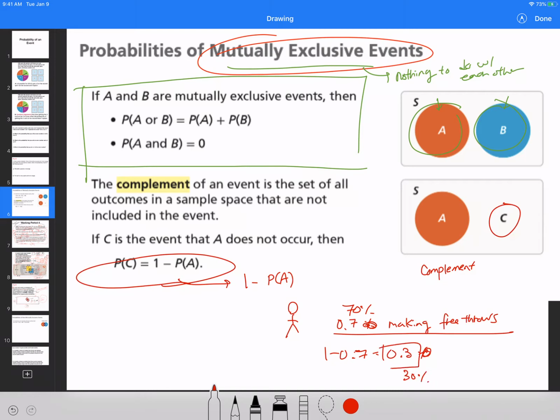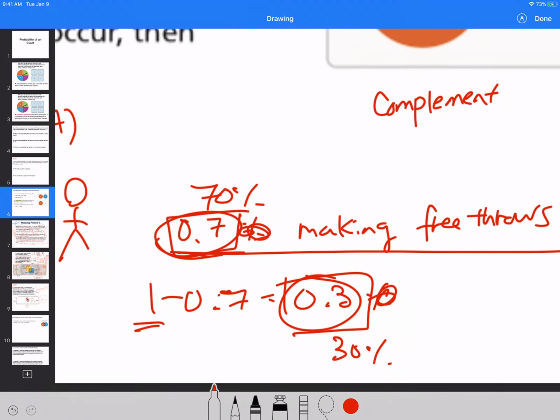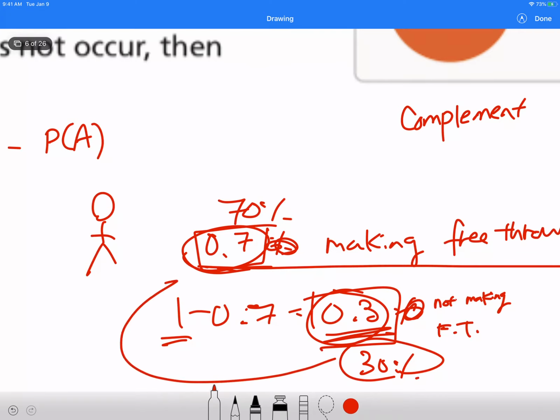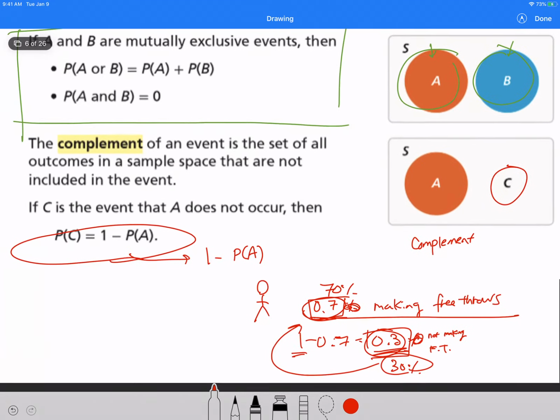So what this comes down to is that it's the opposite value, and the probability of event A and the complement should always add to give you 100%. So the probability of that particular player not making free throws would be 0.3 or 30%. That's what is called the complement of the probability of event A.